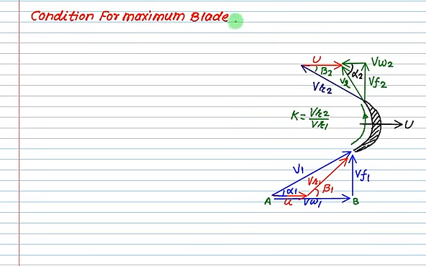The condition for maximum blade efficiency. The blade efficiency is given by 2 times (VW1 plus VW2), as referred to this figure, multiplied by u divided by V1 square. So before this we'll combine this diagram actually, and this is the common velocity to both figures, that equals the blade velocity A to B.